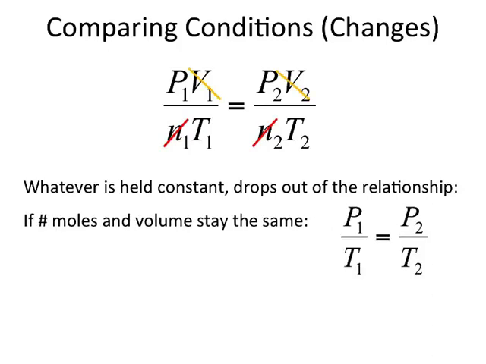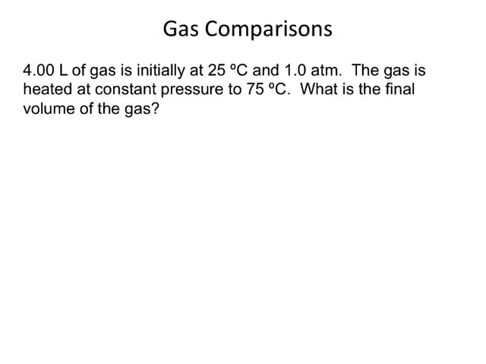Say if you had the number of moles and the volume constant, so you're in some sort of constant volume container, well, then the pressure divided by the temperature before and the pressure divided by the temperature after whatever change you're making are the same. And so this would allow you to answer a question like, okay, the temperature changes from this temperature to this temperature. How does the pressure change? If you have the old pressure, can you find the new pressure? Yes, using this equation right here.